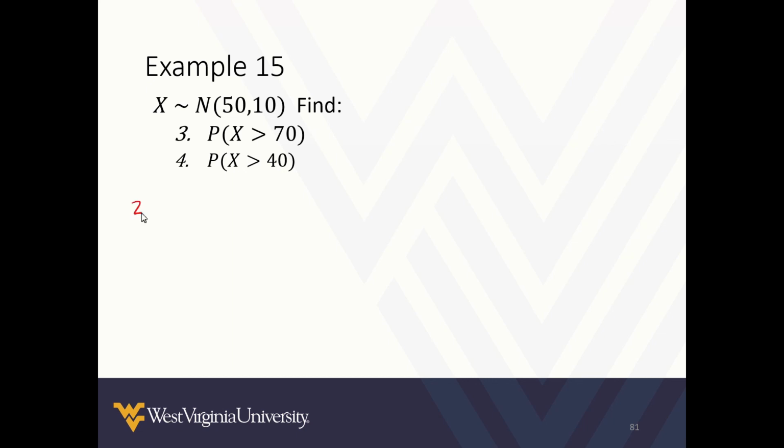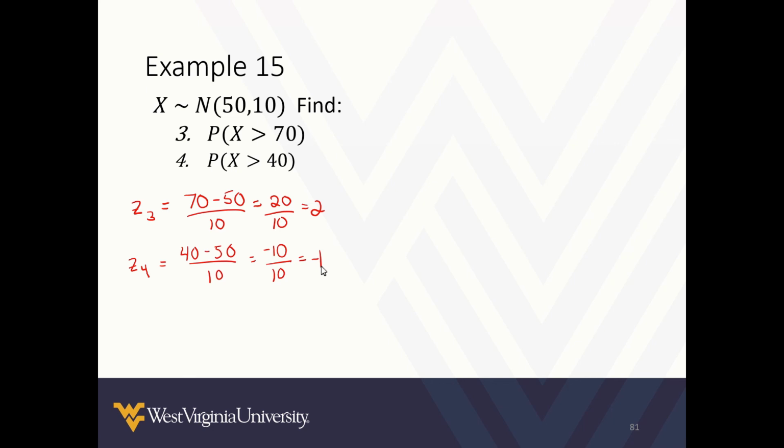So for z3, we want to find the probability of x being greater than 70. Using our z-score, this would be 70 minus 50 over 10. So this would be 20 over 10, which would equal 2. Our z4 would be the probability of x greater than 40. So this would be 40 minus 50 over 10. This would then become negative 10 over 10, which equals negative 1.